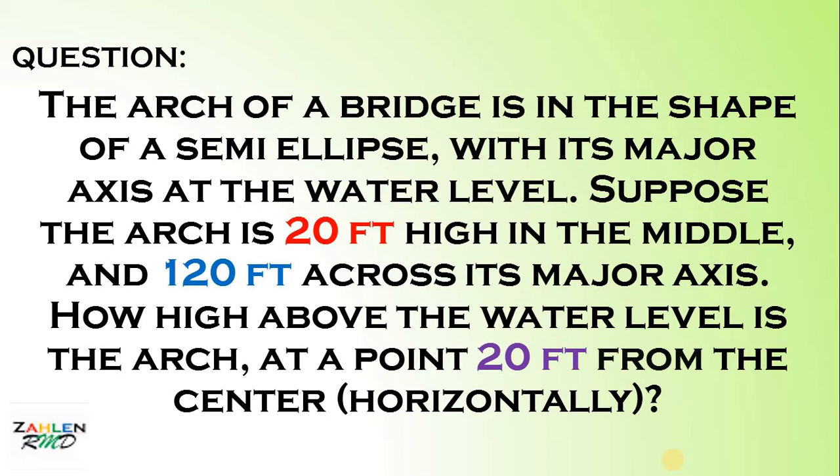The arc of a bridge is in the shape of a semi-ellipse with its major axis at the water level. Suppose the arc is 20 feet high in the middle and 120 feet across its major axis. The question is, how high above the water level is the arc at a point 20 feet from the center? Also, round your answer to 2 decimal places.